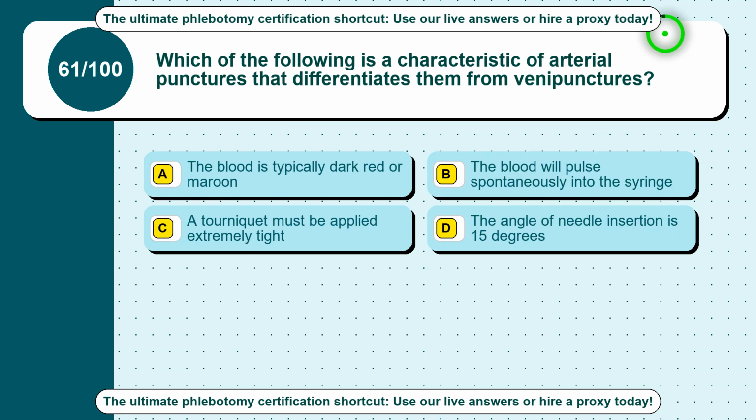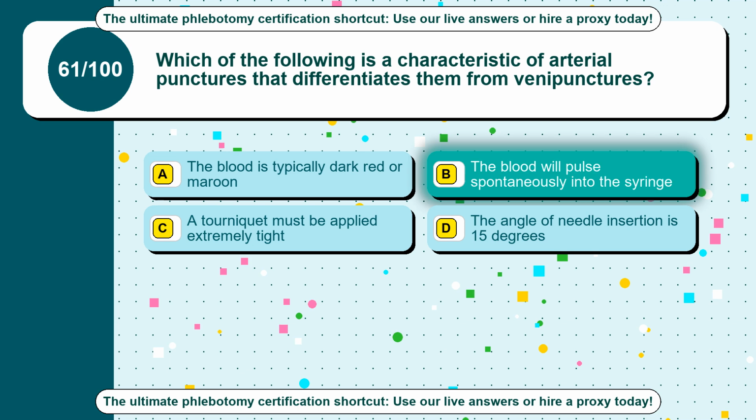Question 61. Which of the following is a characteristic of arterial punctures that differentiates them from venipunctures? Option A, the blood is typically dark red or maroon. Option B, the blood will pulse spontaneously into the syringe. Option C, a tourniquet must be applied extremely tight. Option D, the angle of needle insertion is 15 degrees.